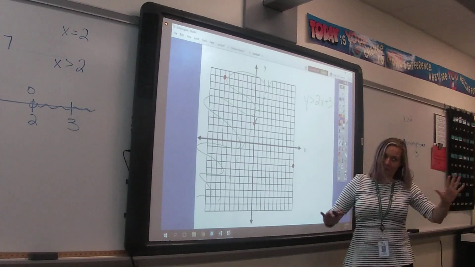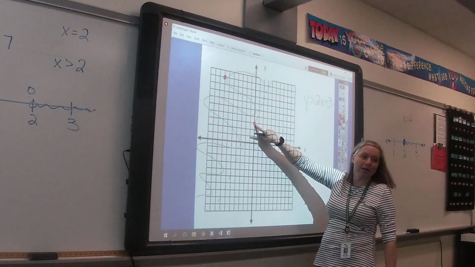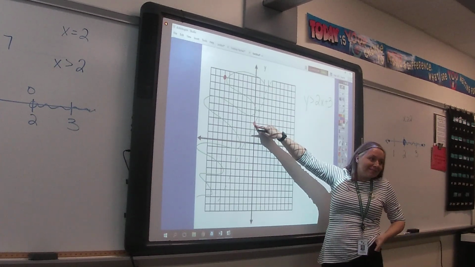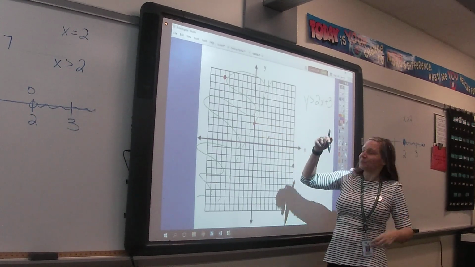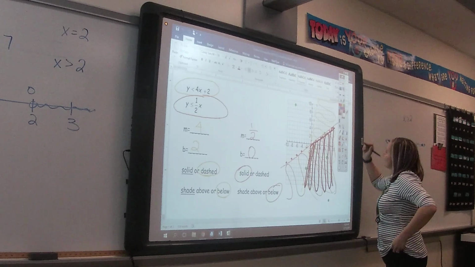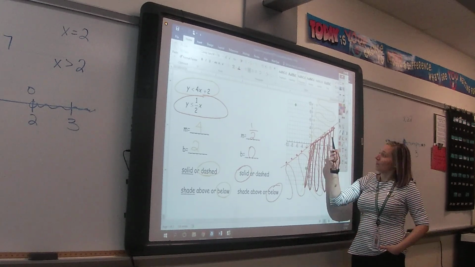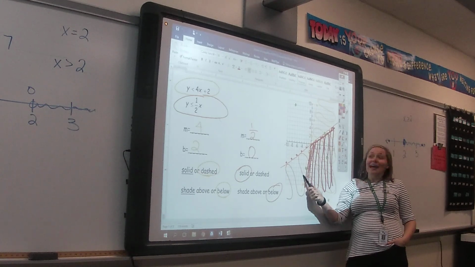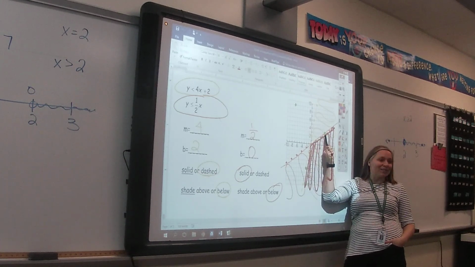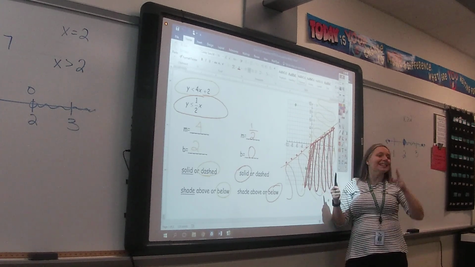So I hear the mind starting to change. So is this an answer? No. Why not? Because it's an open line, right? It's a dashed line. Is this an answer? No, because it's dashed. Is this an answer? Yes, because it's solid.